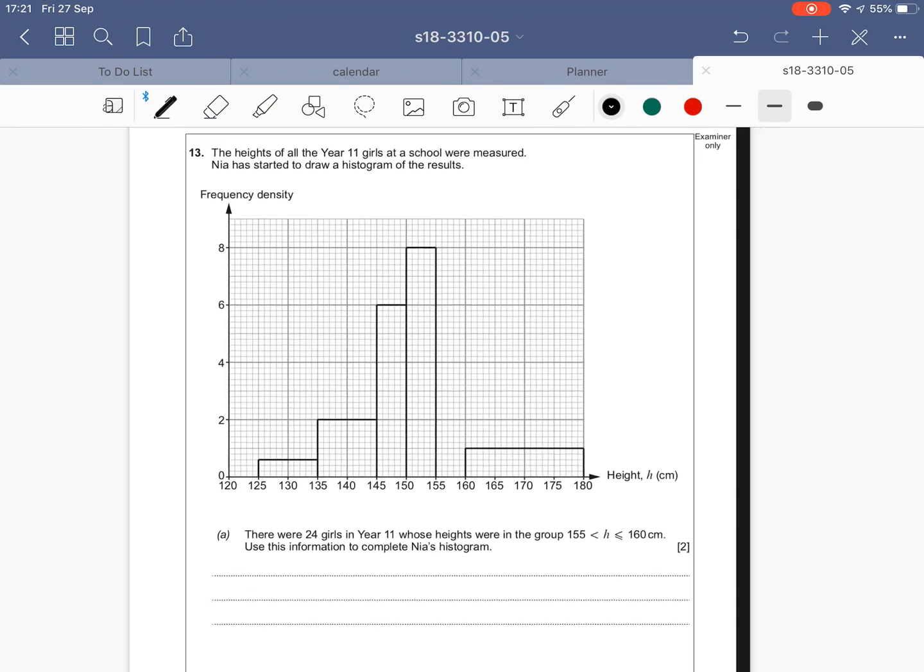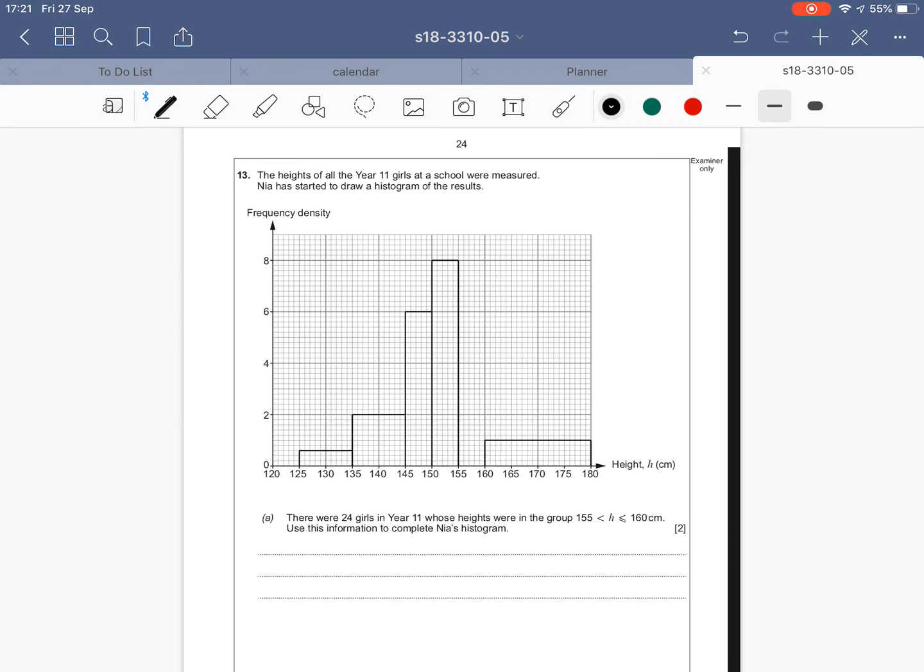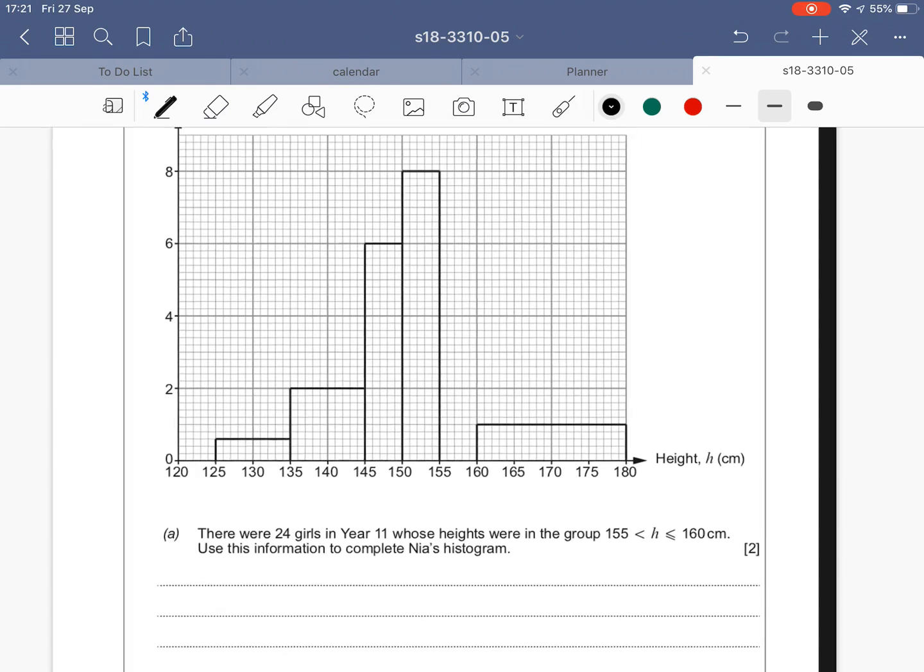So this basically means histograms. The first thing I would do before I even read it, which I should have done, was just to calculate the area of each of them, because the areas of these rectangles give you your frequency, because frequency density is plotted instead of frequency on your y-axis.